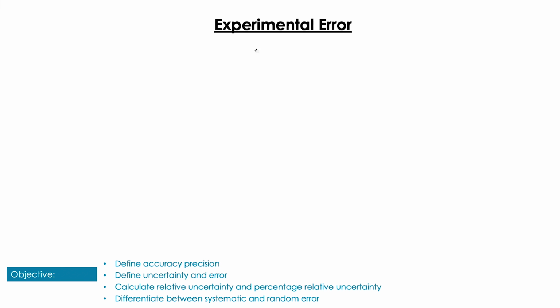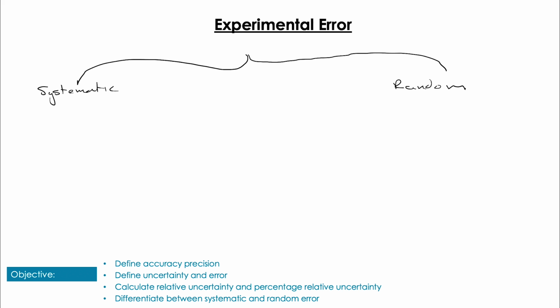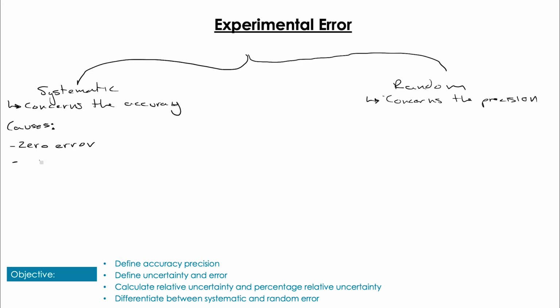Brilliant. So, experimental error. Now, when we talk about experimental error, we're talking about two main types. You have systematic experimental error, which is concerned with accuracy, and random experimental error, which is concerned with precision. So you can see the themes, what we started with defining accuracy and precision. Now we're looking at the types of error these can lead to.